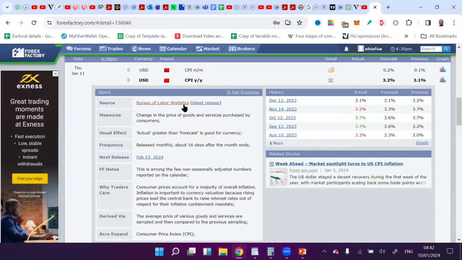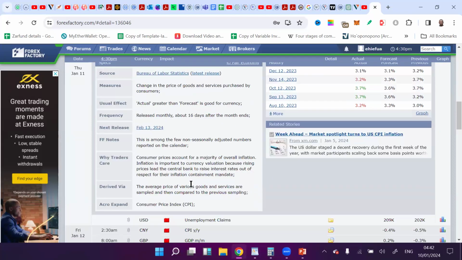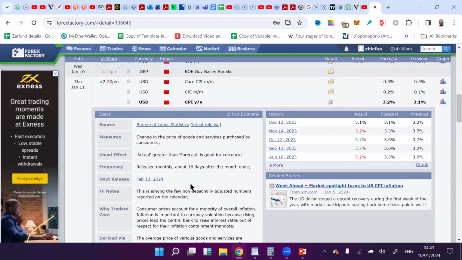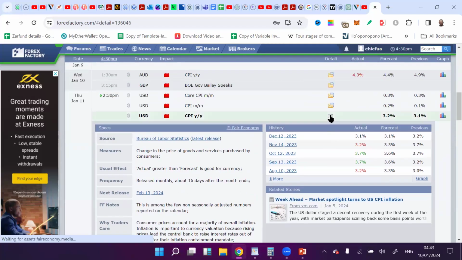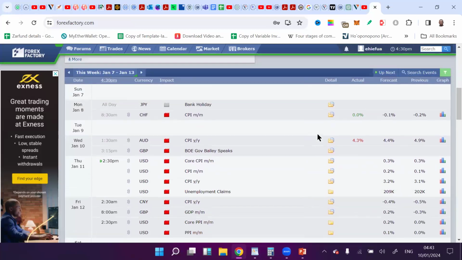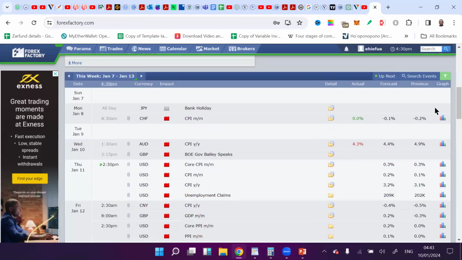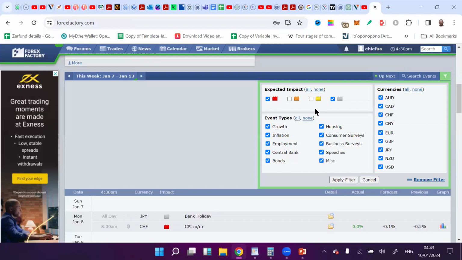It tells you the source, Bureau of Labor Statistics. So it tells you even how to trade this event. You find it here, how to trade this event. It tells you what it is about. Consumer prices affect the majority of overall inflation. Inflation is important. So it's telling you what this is all about. You see, so you can come here and you can know exactly what it's all about, right? Okay. So let me do something and show you guys this.